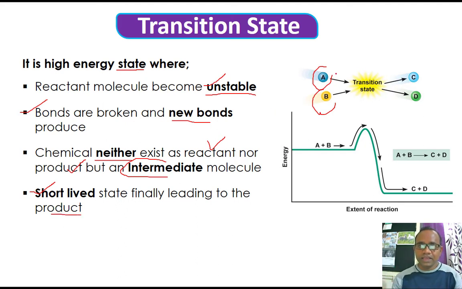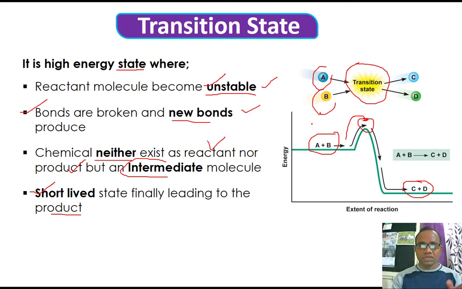That means A and B, these two reactants, reach a state that is called the transition state. What happens in this state? A, the reactant, becomes unstable, the old bond is broken, and the new bond is produced. So these A and B reactant molecules have to reach this particular area, which we will call the transition area. When they reach the transition area, only then the final C and D, that is the product, will be produced. So the transition state is very important.